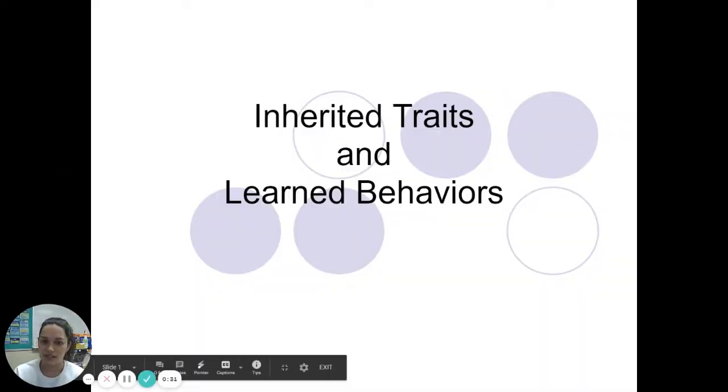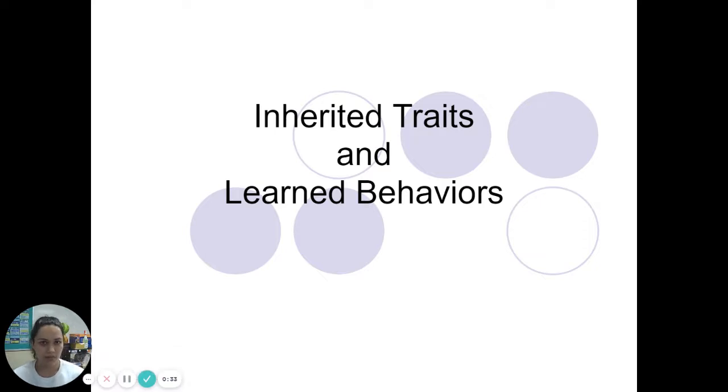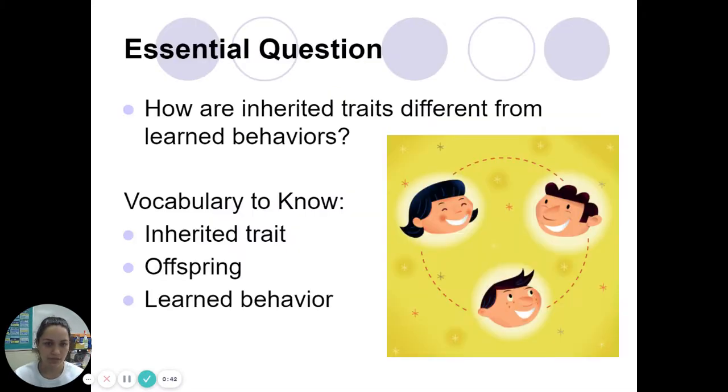Inherited traits and learned behaviors. Okay, so if you remember when we went over these two topics from before, then this should hopefully be an easy lesson for you today. All right, so first off, how are inherited traits different from learned behaviors? Okay, what do you think makes them different?